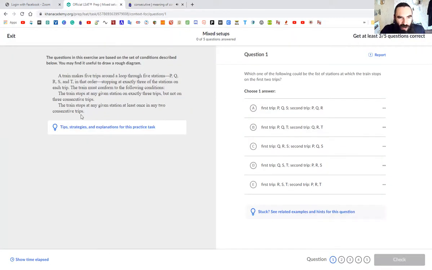The train stops at any given station at least once in any 2 consecutive trips. The train stops at any given station, like at all of them, at least once in any 2 consecutive trips.